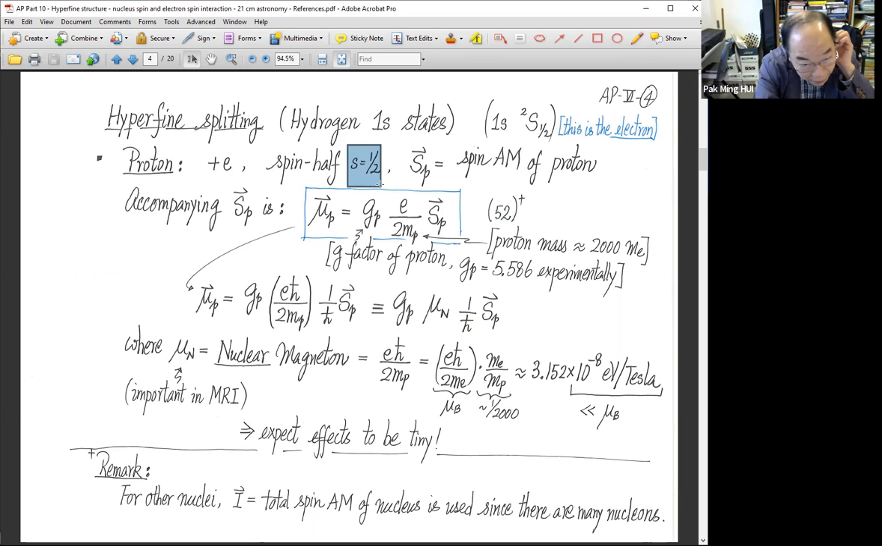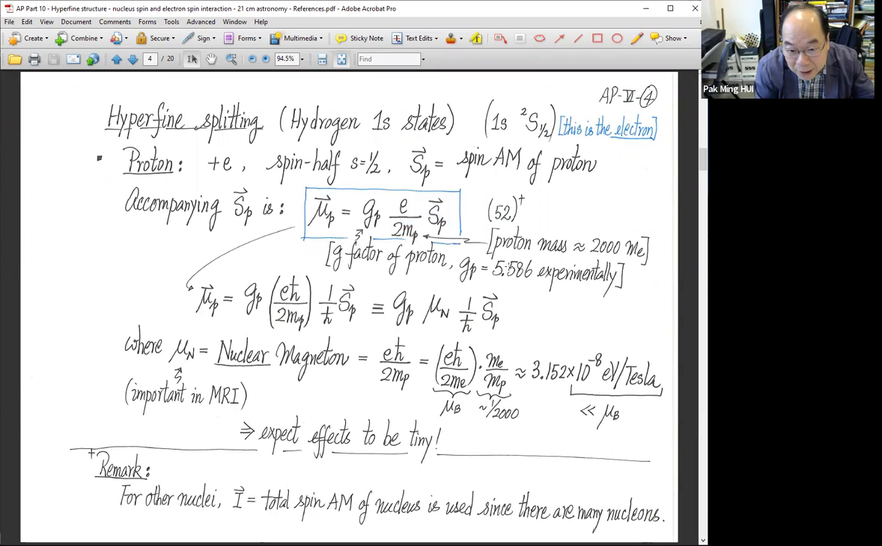Proton is a fermion, its spin is half. Proton has charge plus e. Therefore, we expect that it has a magnetic dipole moment. Indeed, it does. It has an expression that is very similar to the electron one, only that we need to measure the proton g factor. Last week, we mentioned the muon g-2 experiment, right? That is the muon's g factor. So all these particles will have their own g factor to be measured.